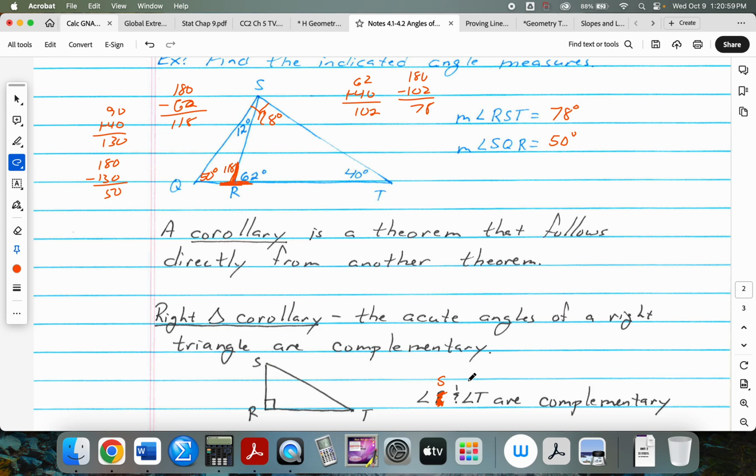That's helpful because then, don't write this down, but if I know that this angle is 37, do I need to add 37 and 90 and subtract it from 180? No, I can just do 90 minus 37 and find the other angle. Way faster. Okay, it's only one operation instead of two.